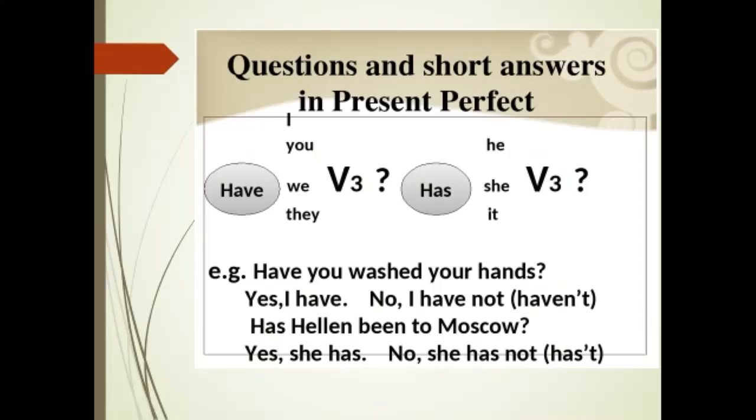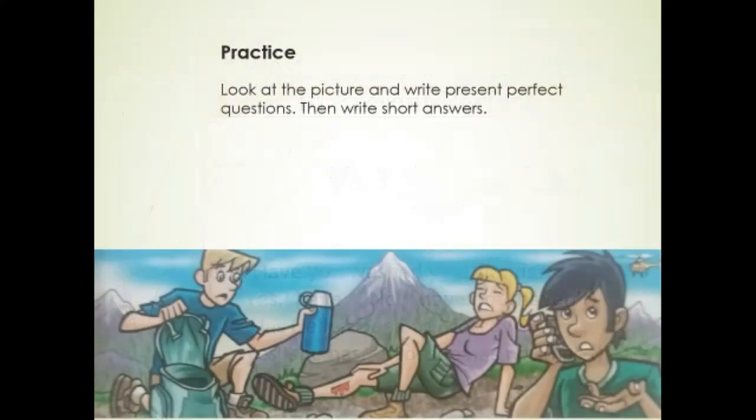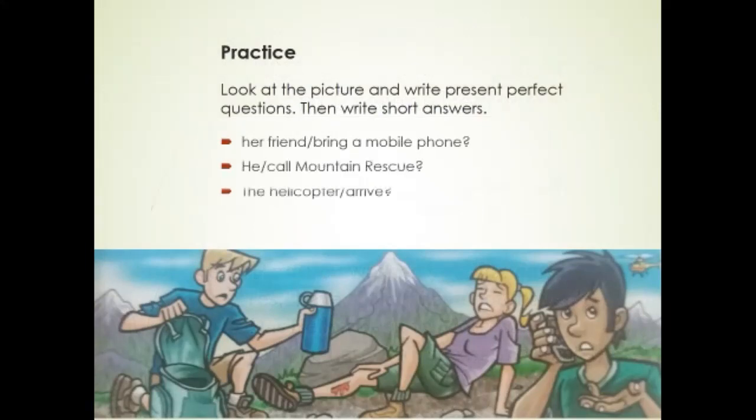But has Helen been to Moscow? Yes, she has. Or no, she hasn't. Let's do some practice. Look at the picture and write present perfect questions. Then write short answers. You have 5 sentences. And as usual, you have to stop your video and write questions and short answers. Then we will check.